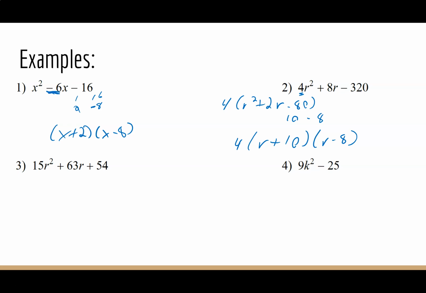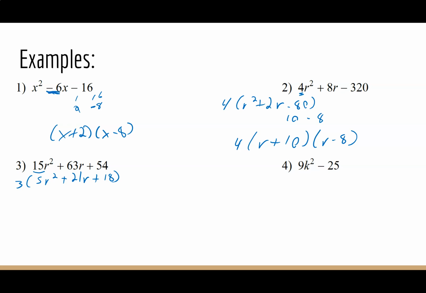Let's see. Number 3 has a number in front, but I cannot get rid of it because I cannot divide all three numbers by 15. What I can do is divide them all by 3. So if I divide them all by 3, I am left with 5r squared plus 21r plus 18. Now I have to actually deal with the fact there's a number there, which means it is a lot of extra steps compared to the other problems.